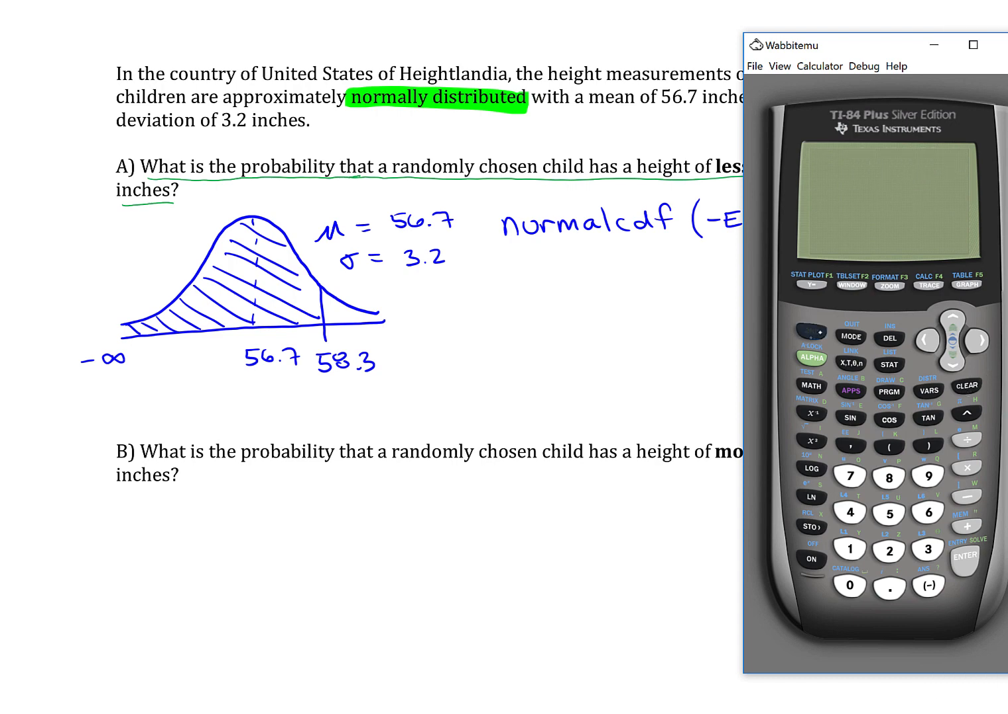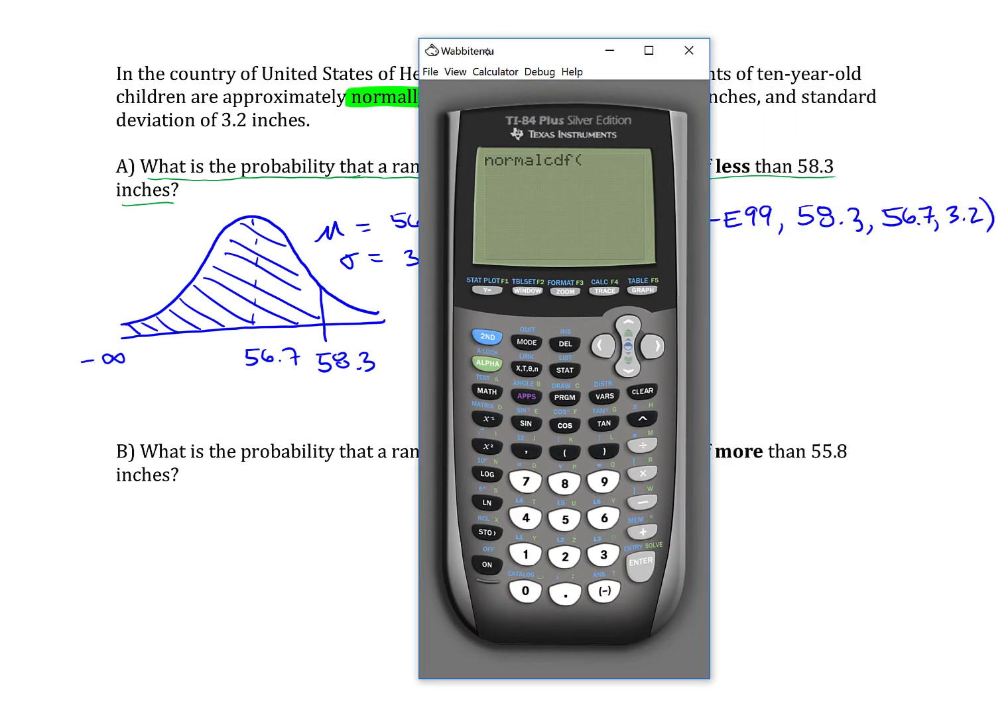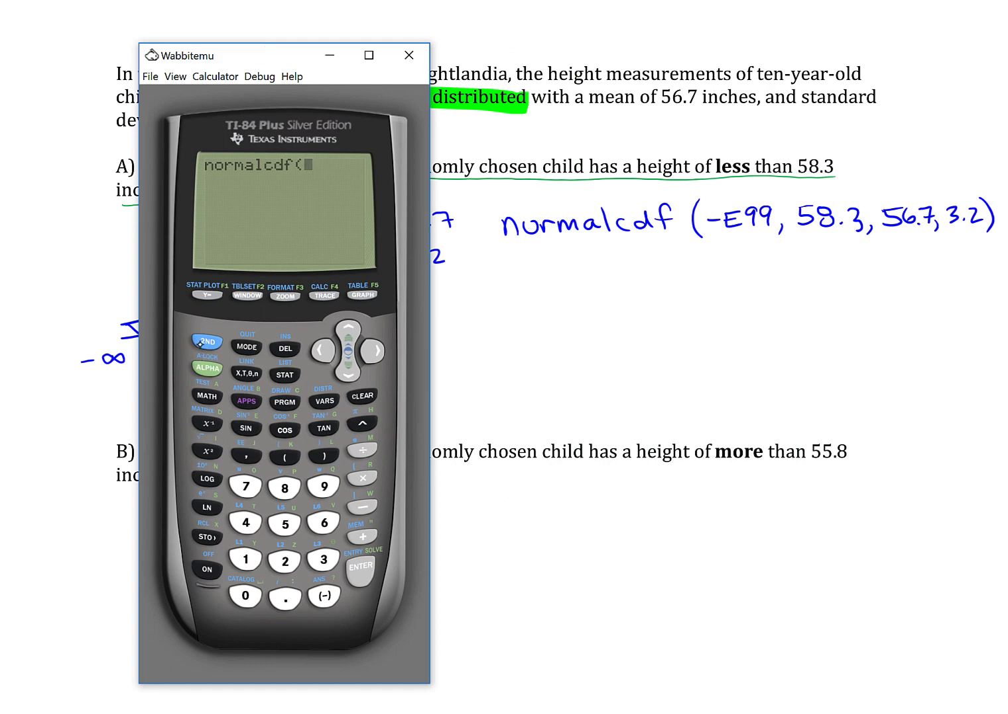So we'll use the calculator and the normal CDF function. When I call up normal CDF, it takes 4 inputs. The first is, of course, this negative infinity, so I'm going to do negative e to the 99, comma 58.3, 56.7, and 3.2. So all those values separated by commas, and you get 0.6915.